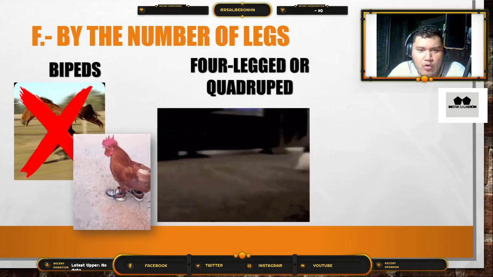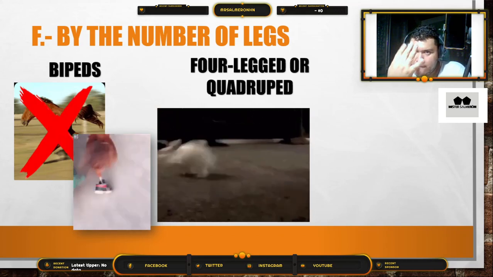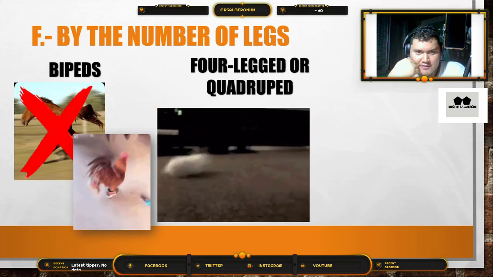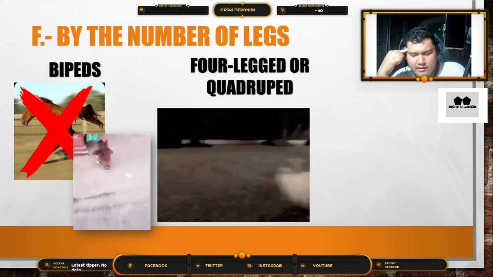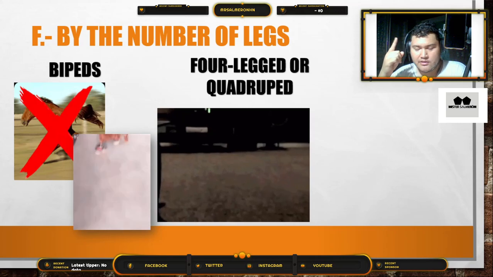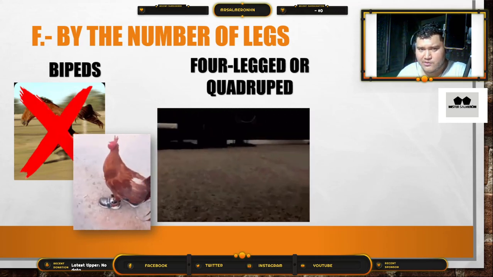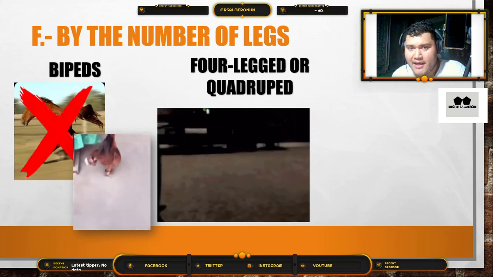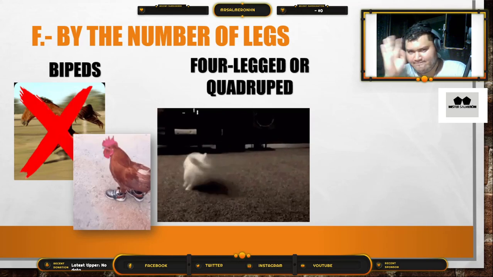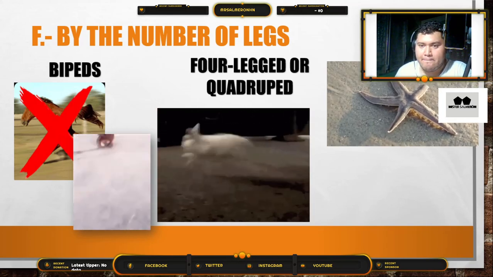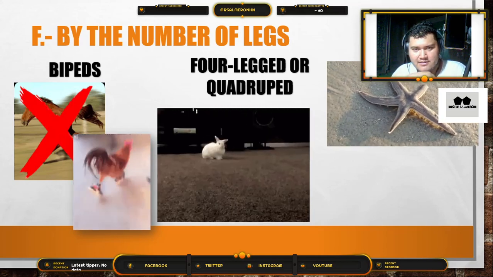Now we have the 4-legged or quadruped animals, those that walk on 4 legs. If I ask you for examples of bipeds, remember: the hen, the chicken, the rooster, the people, the kangaroo. If I ask you for examples of 4-legged or quadruped animals: the rabbit, the horse, the dog, the cat, and many more. Now the polypods are those animals that have more than 4 legs.